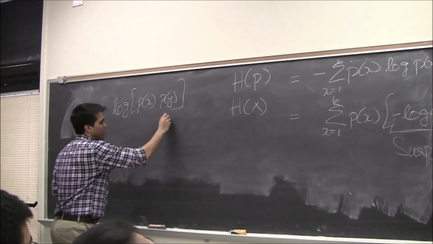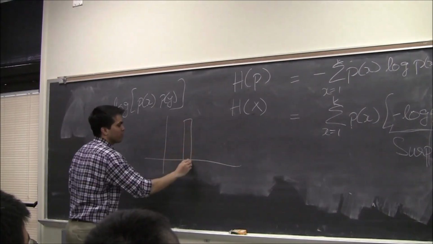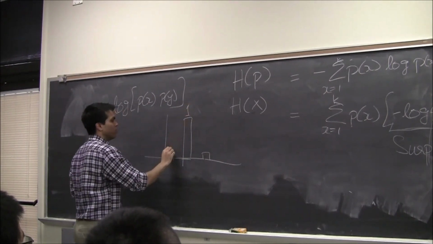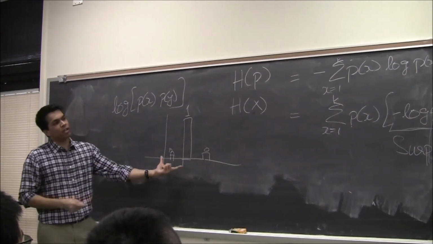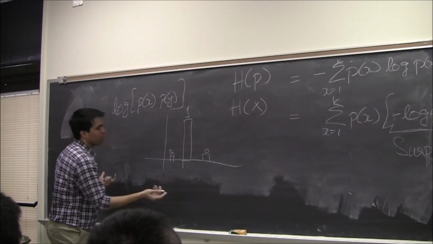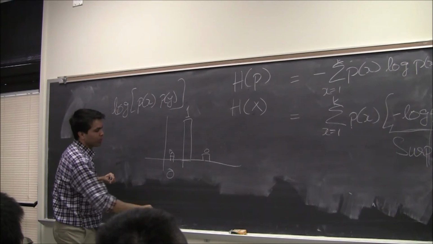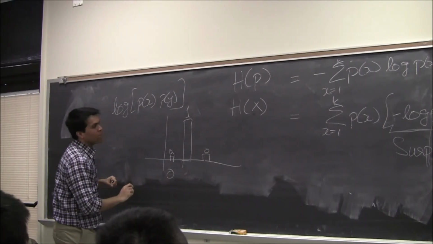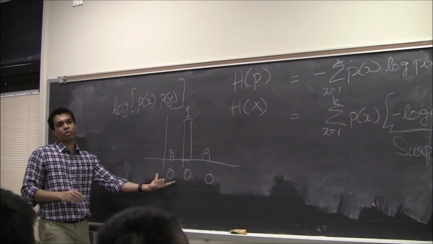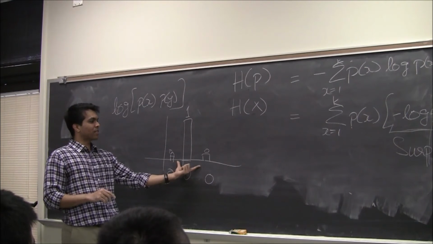It should be obvious that here's a distribution with 3 bins. This one has probability 1. This one is 0, and this one is 0. 0 log 0 we'll define as 0. You can check the limits; that's going to work out. 1 log 1 is also going to be 0, and 0 log 0 is also going to be 0. So the sum of those 3 terms, the uncertainty, is going to be 0. So this is about as certain as you can get.